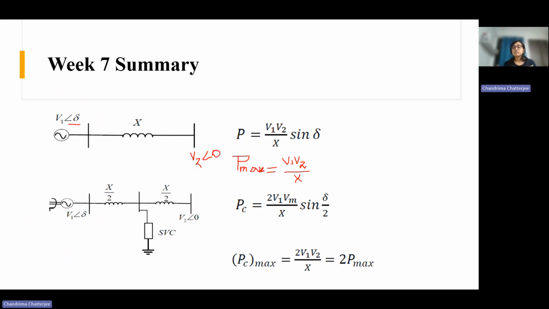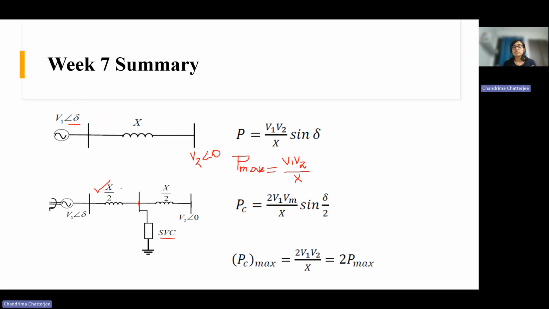In that case, this is the maximum power. Now, suppose in the midpoint here, an ideal SVC is connected. This is the static var compensator connected in the midpoint. And these are the reactances X by 2 from the sending end till the midpoint, and then again X by 2 from the midpoint to the receiving end.